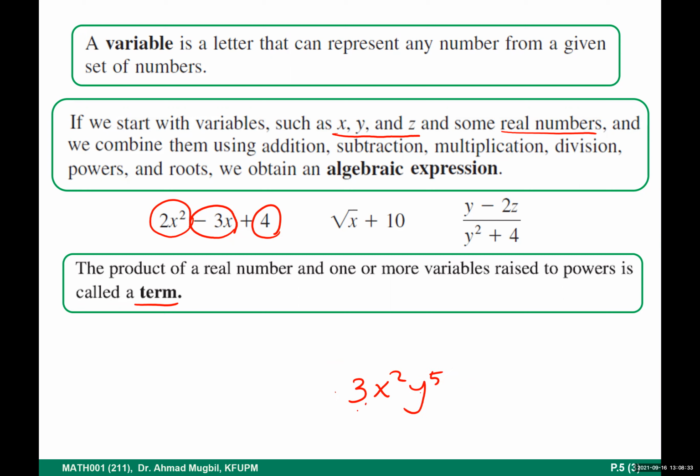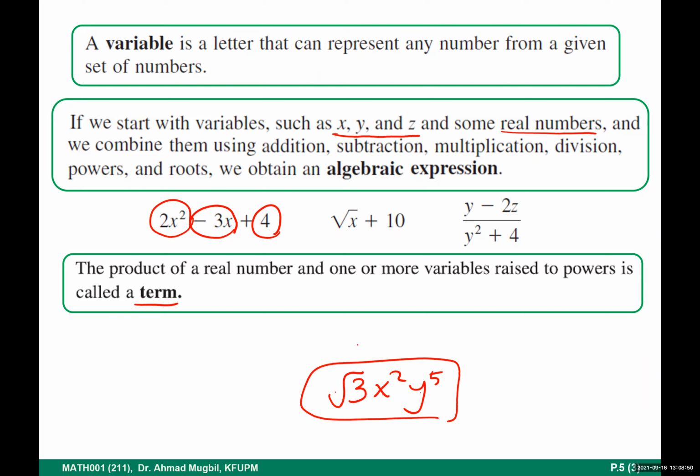You have a real number. It could be the square root of 3, by the way, no problem. Square root of 3 multiplied by x squared multiplied by y to the power 5. All of these quantities, we have the square root of 3 x squared y, all of them are one term.